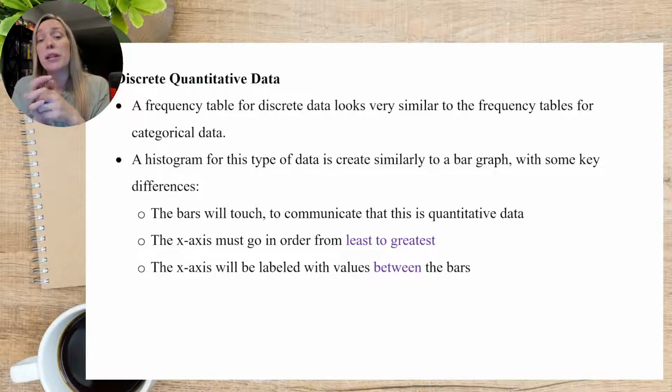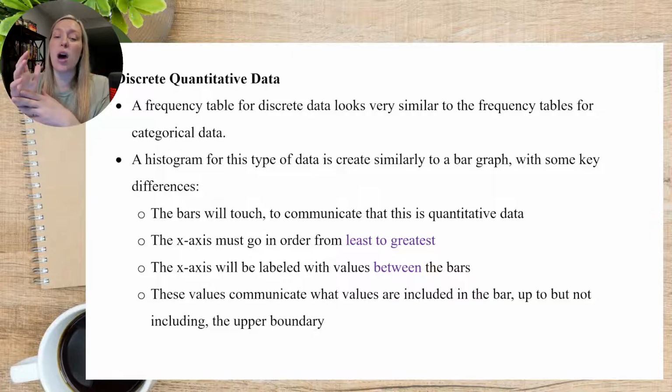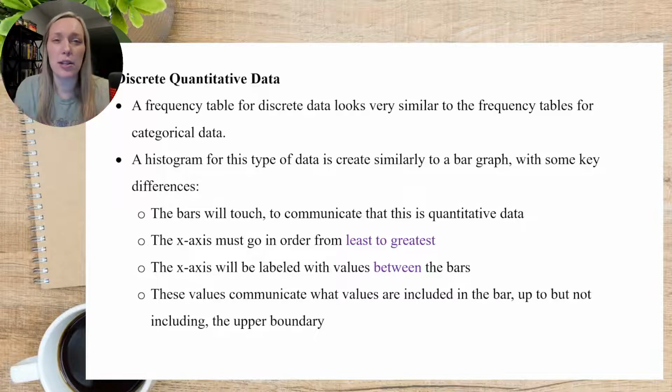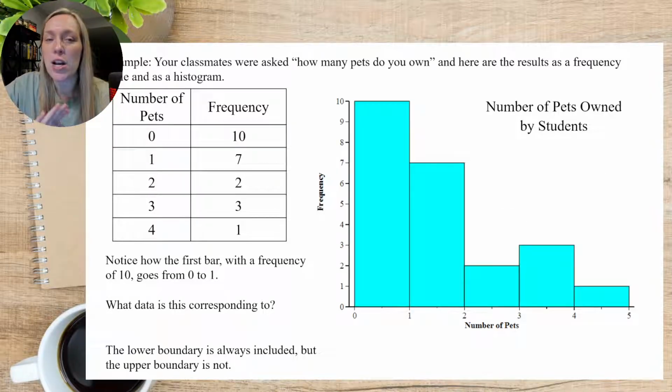The x-axis will be labeled with values between the bars, and I'll show you how to set that up. And the values communicate what values the bars contain, up to but not including the upper boundary, which if you're used to that, it makes it easy to read the graph. But if you've never seen that before or had to work with graphs that do that, it can be a little weird getting started with it. So I'm here to explain it. Let's just first look at an example that's already done for us before we construct our own.